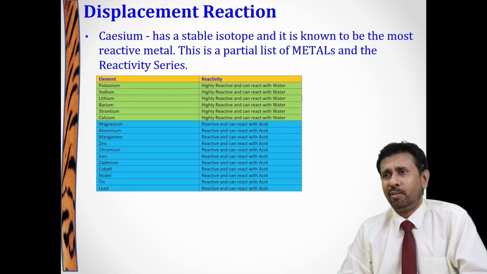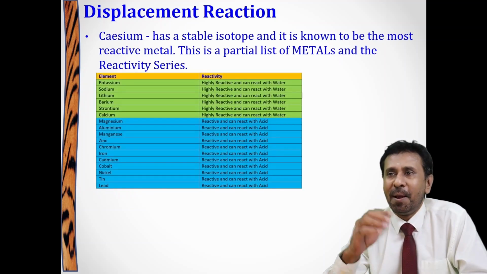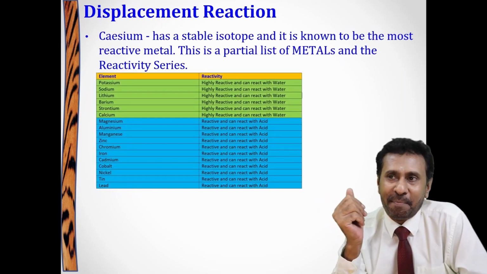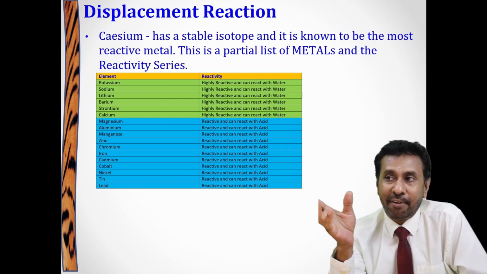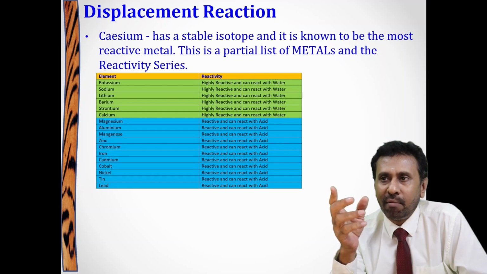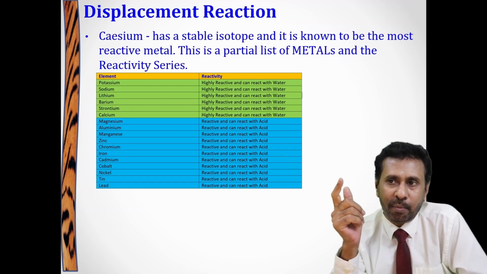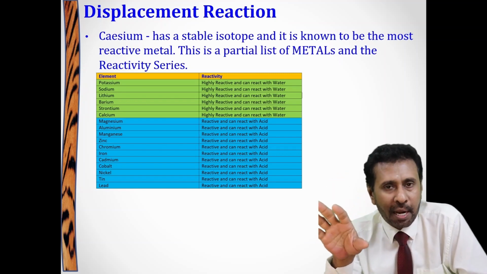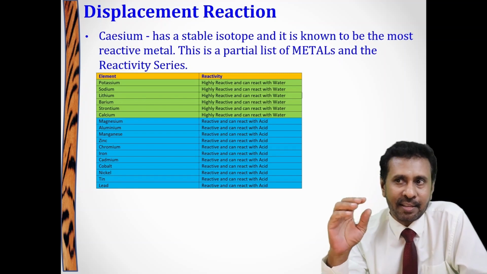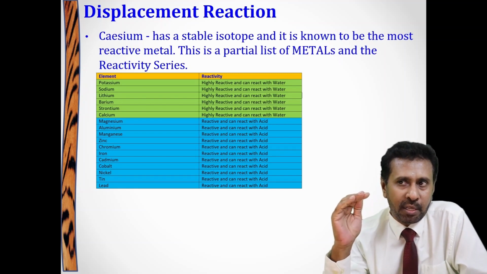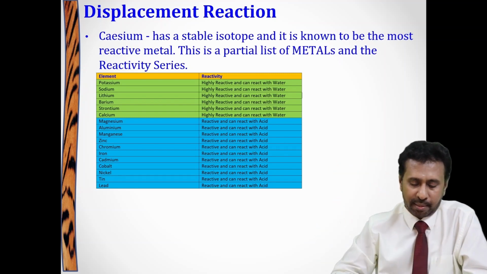Okay, now let's look into the reactivity series. Potassium, sodium, lithium, barium, all these are highly reactive. It can react with water also, and there are other stable elements, magnesium, aluminium, manganese, zinc, chromium, iron. All this is only a partial list. It's not a complete list. It's a partial list that gives you the reactivity series. Now here, what it really means is that potassium is more reactive than sodium. Sodium is more reactive than lithium. Lithium is more reactive than barium. It goes like that. Okay.